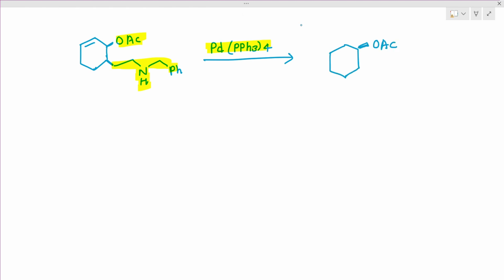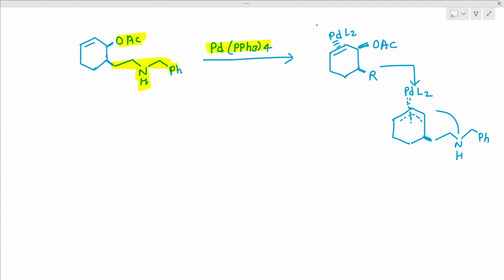In the first step, at this double bond, the palladium complex will be formed, and this complex will be formed below the plane. Then in the next step, it will form a pi allyl complex like this. Here, this is the R group. This is your NH. Now this can attack at this side. So we are getting your product in this manner.